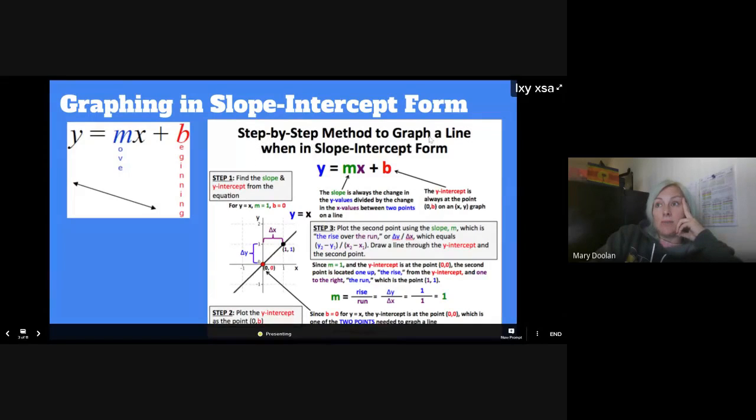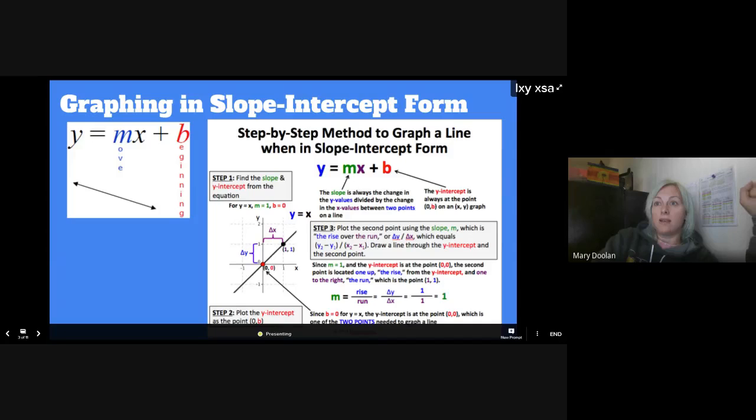So step-by-step method to graph a line in slope-intercept form. So here's your slope-intercept form. In general, y = mx + b. All right. Step one, you find the slope and the y-intercept from the equation. So if you're looking at an equation in slope-intercept form, the slope stands out and the y-intercept stands out.